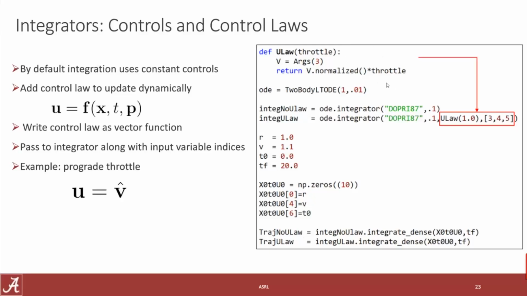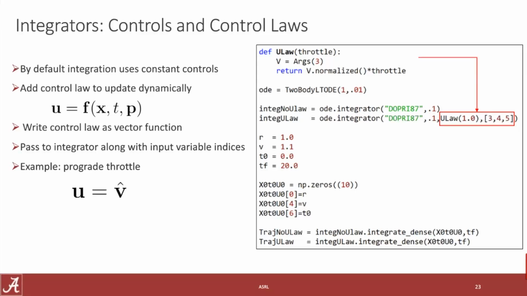So ASSET has the ability to write control laws as vector functions and append those control laws to an integrator. So you can do something like, in this example, a prograde control law times some constant throttle value. So you can take in vector function arguments, just like we did in the first examples, and whatever you return needs to be the size of your controls.